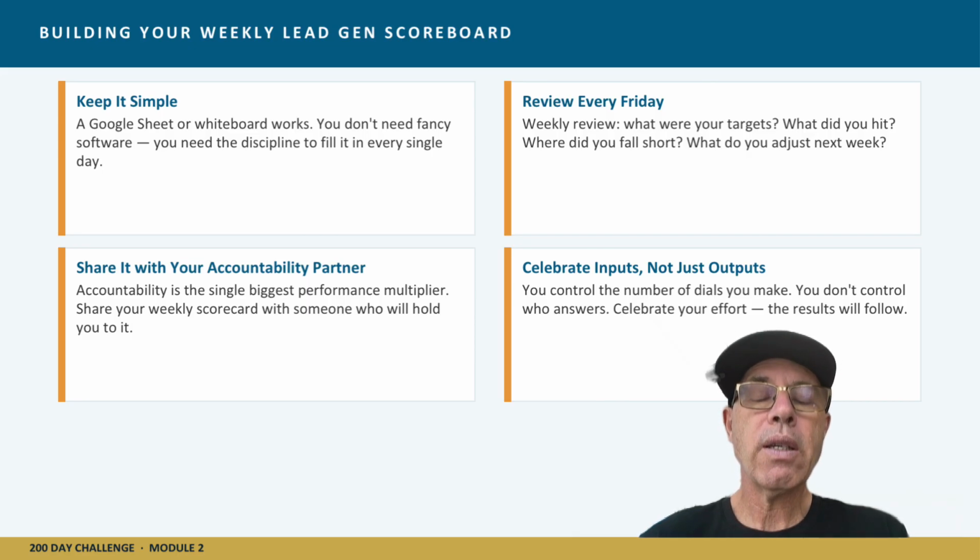Principle number 3 is share it with your accountability partner. Numbers shared publicly are numbers you're actually accountable to. Send your weekly scoreboard to your accountability partner every Friday. Let them ask the hard questions. And principle number 4, celebrate your inputs, not just your outcomes. You control how many calls you make. You don't control who picks up. So celebrate consistent effort. The results follow the inputs, not the other way around.